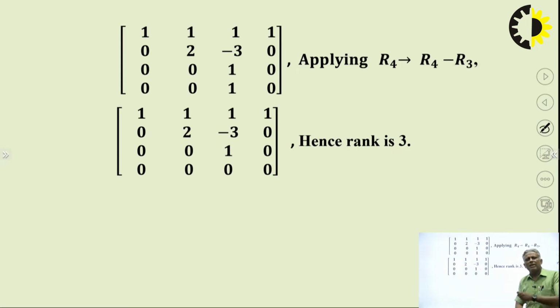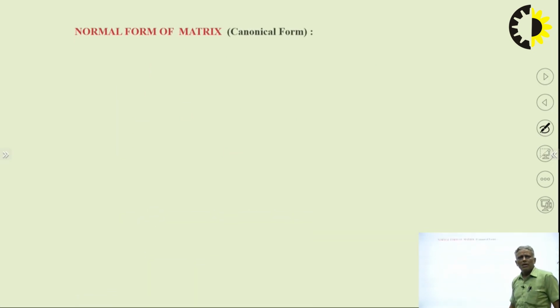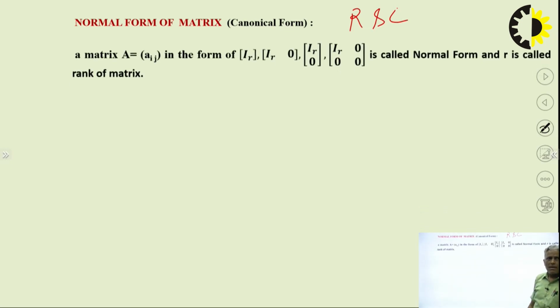With the help of echelon form we can calculate the rank of a rectangular matrix easily, right? Suppose I want to calculate the rank by using the normal form. This is another method, also known as canonical form, and also known as the RC method. That means row and column operations are both applied together in this procedure. So what is normal form? First of all I explain here. A square matrix in the form of IR, where IR means the identity matrix of order R, right? So there are 4 normal forms: IR, IR 0, IR 0, IR 0. This is called the normal form, and the rank of the matrix will be R.